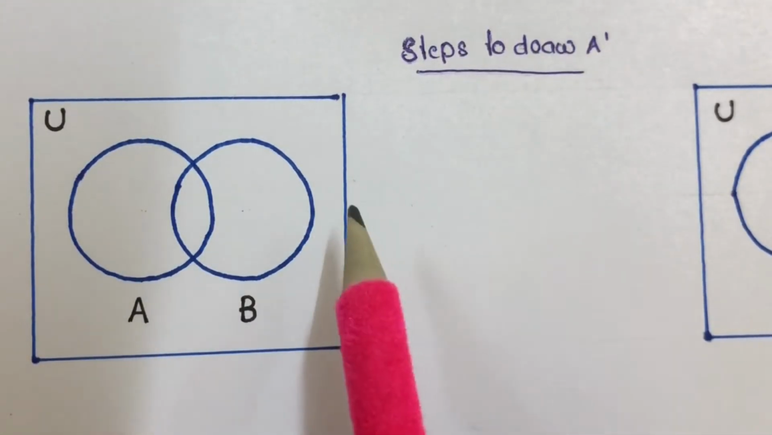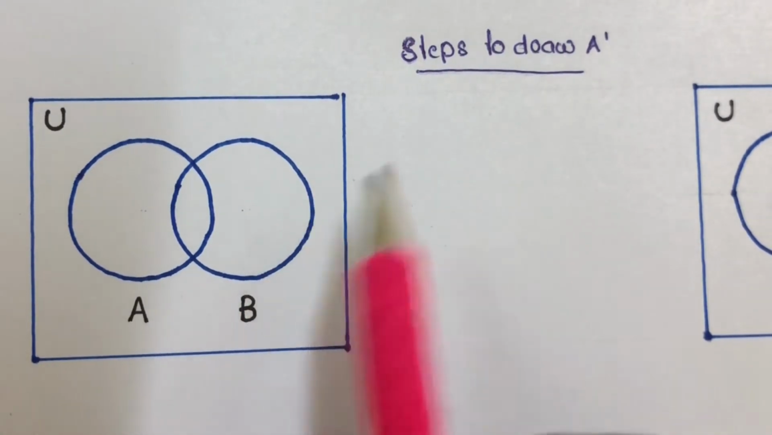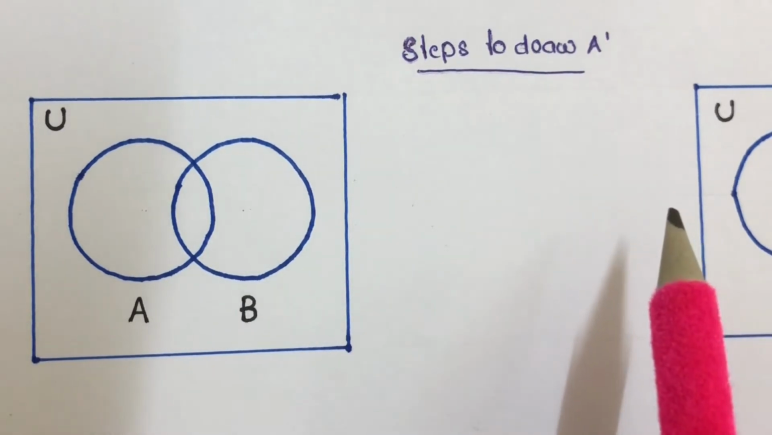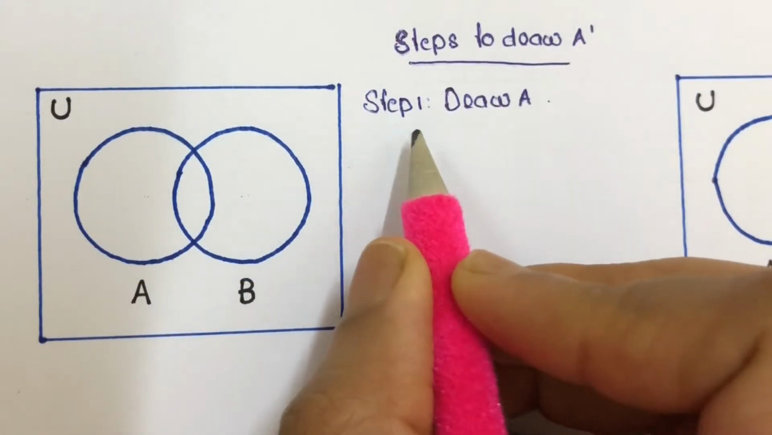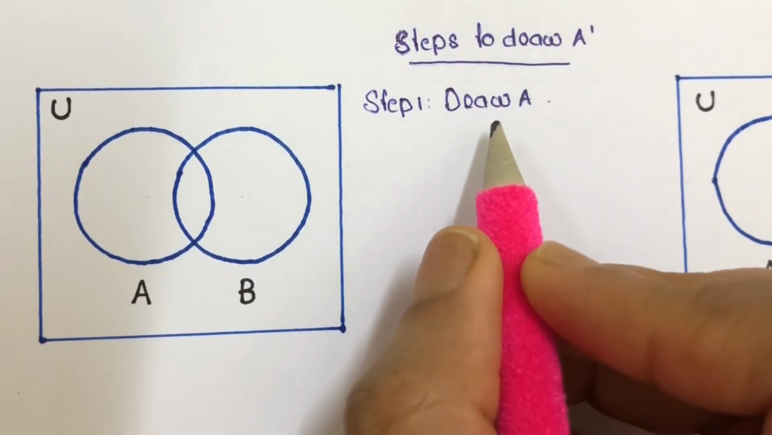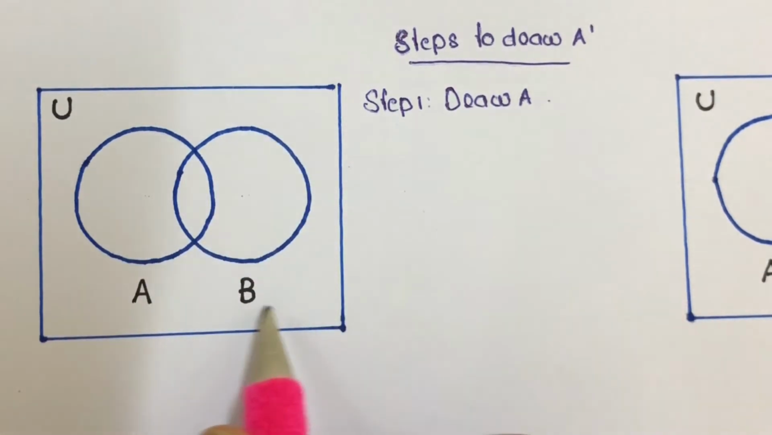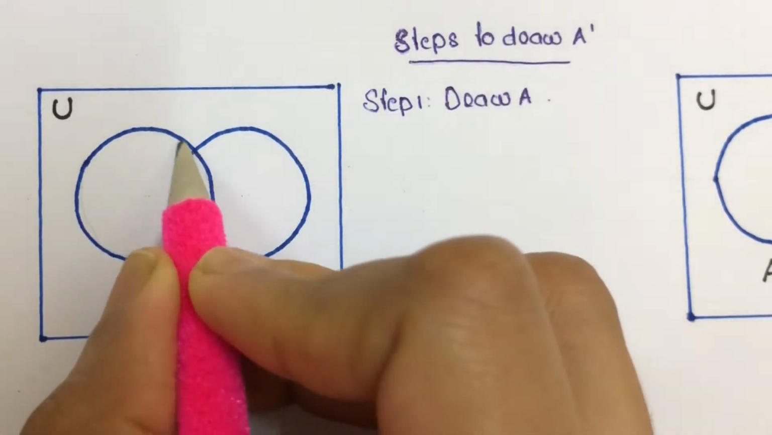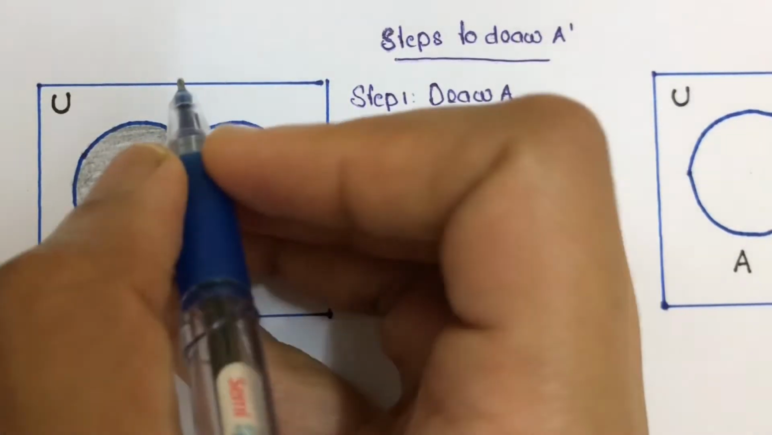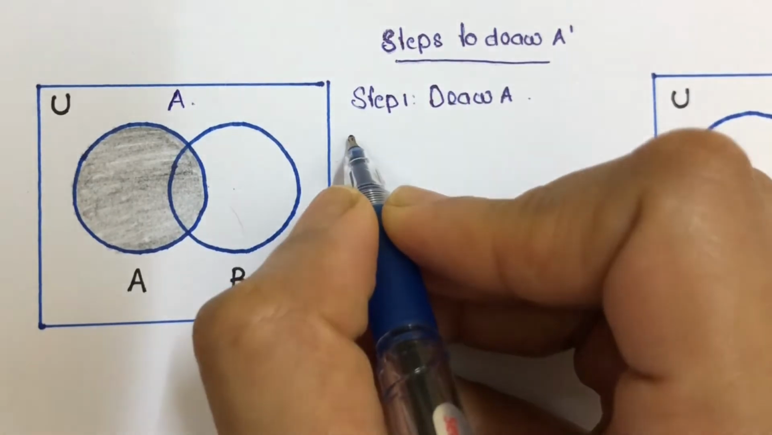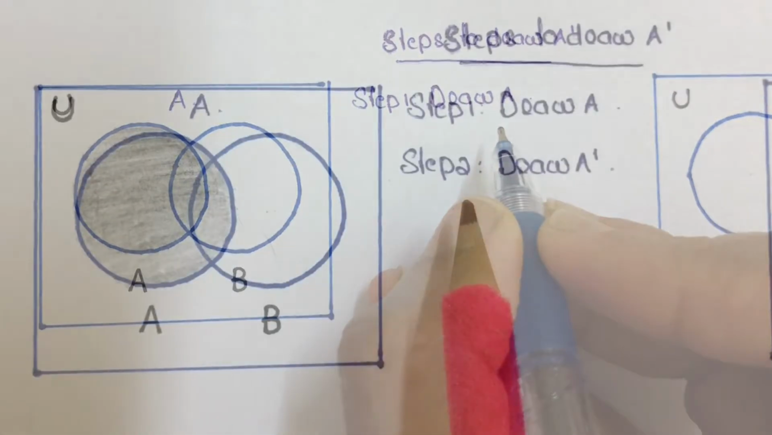Before starting the proof, first we can draw the Venn diagram of A dash and B dash, as it is common in both laws. Step 1, draw A. Set A means set of elements of A in the universal set. That means shade this region A. This is set A.